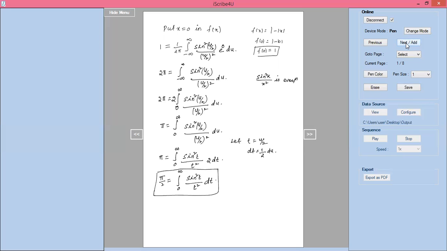Any doubts in this? You can ask. These 5 problems are very, very important. In the same way, we can simplify the problems. Any kind of problem they give, you can simplify it very easily.